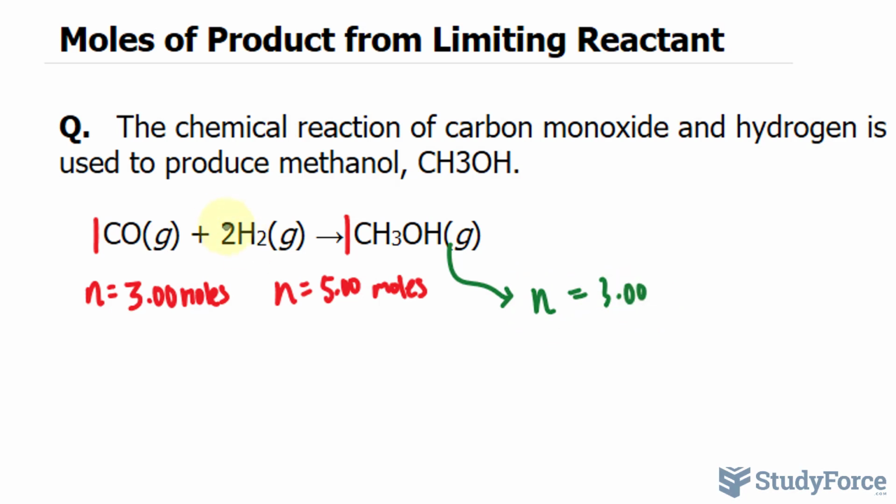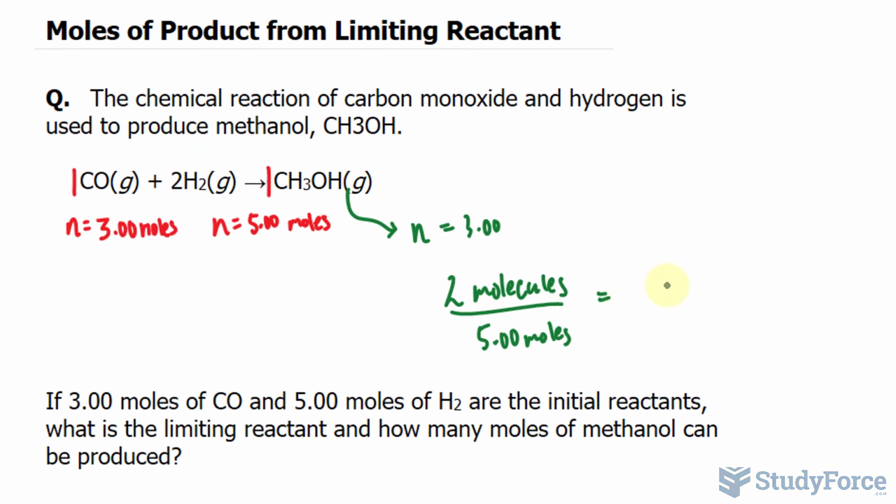Let me do the same thing for H2. With H2, we have a mole ratio that's 2-to-1. So we have 2 molecules of H2 to 1 molecule of methanol. Our mole ratio will look like this: 2 molecules per every 5.00 moles, that's for H2, is equal to 1 molecule of methanol to an unknown amount of moles.